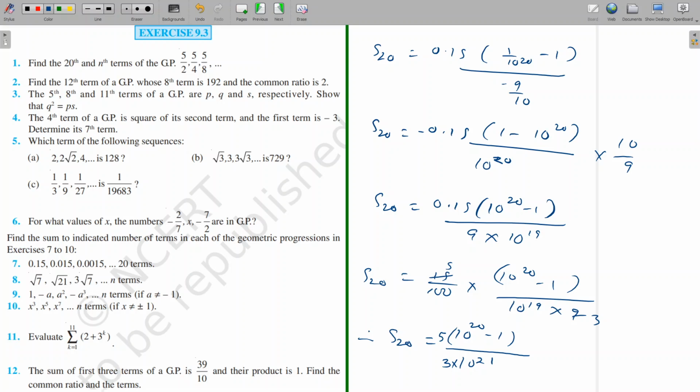This is 10 raised to 21. So this is our answer: S20 equal to 5 into 10 raised to 20 minus 1 over 3 into 10 raised to 21. So this will be the sum of the first 20 terms of the GP.